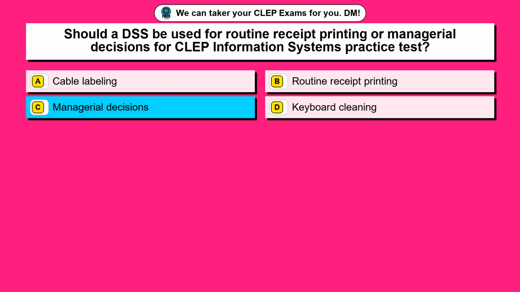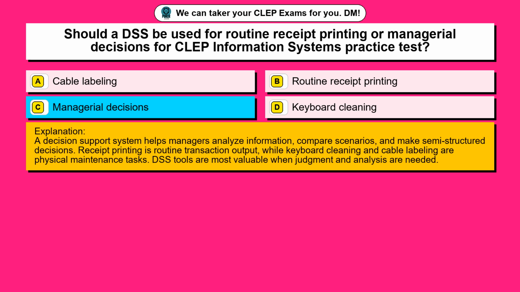Managerial decisions. A decision support system helps managers analyze information, compare scenarios, and make semi-structured decisions. Receipt printing is routine transaction output, while keyboard cleaning and cable labeling are physical maintenance tasks. DSS tools are most valuable when judgment and analysis are needed.